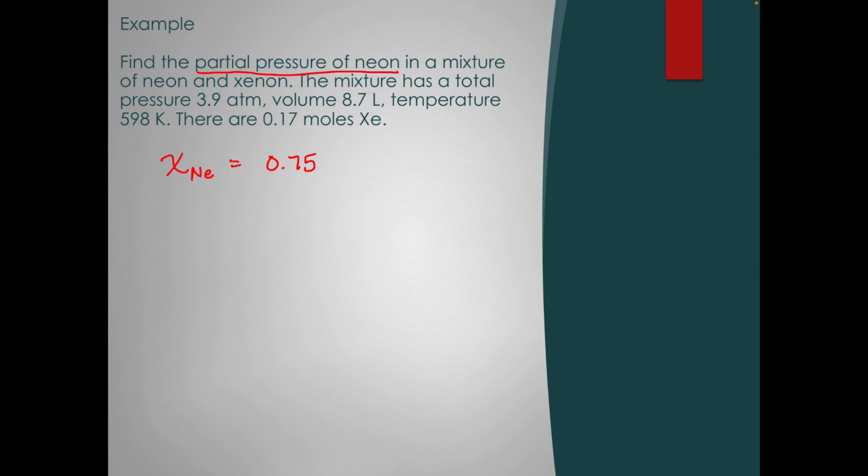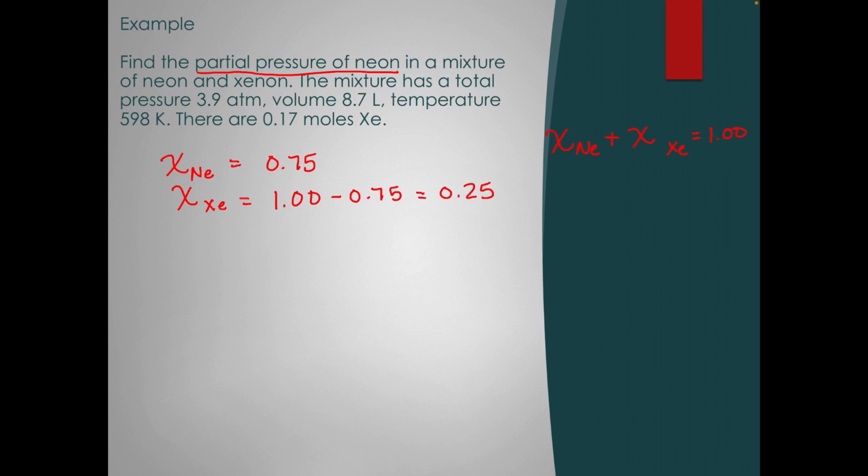If we wanted, just as a brief digression, had we wanted the mole fraction of xenon, we would take 1 and subtract out our mole fraction due to neon, and we would get our mole fraction of xenon. Because again, our mole fraction of neon plus our mole fraction of xenon must always equal 1. The mole fractions of everything in the mixture must always equal 1. Okay, back to the problem at hand.